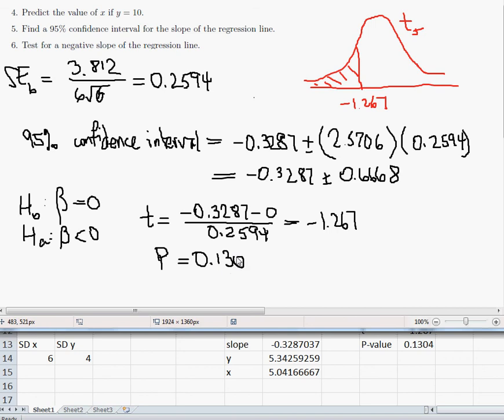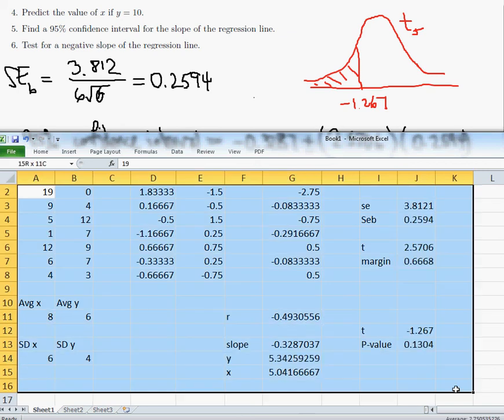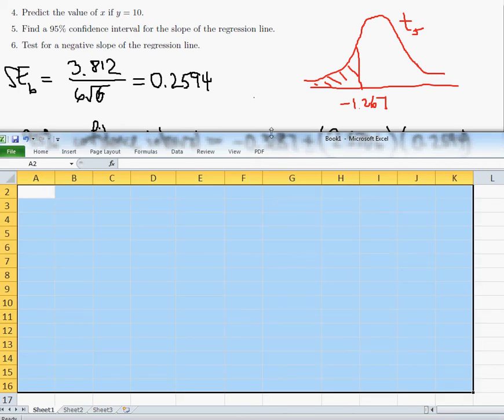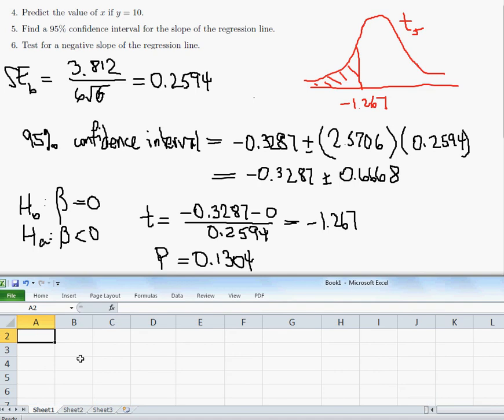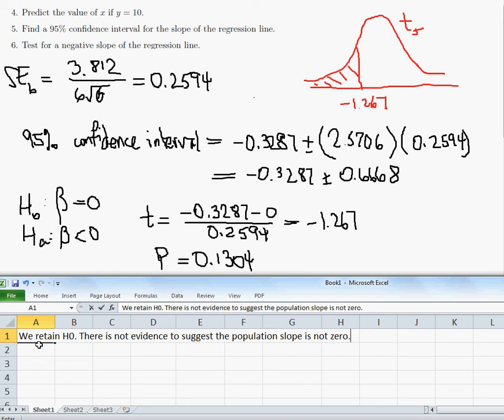That number is bigger than our default value of alpha, and so our decision will be to retain the null hypothesis. So in words, we retain the null hypothesis. There is not enough evidence to suggest the population slope is negative, is not 0. And that's not, again, too surprising because we only had a sample of size 7. Perhaps with a larger sample we would have a different conclusion.